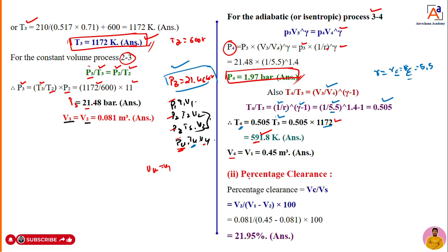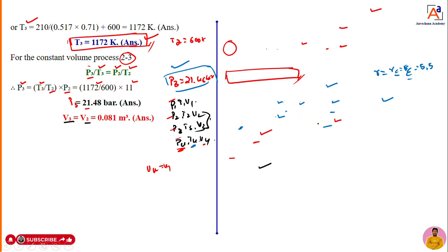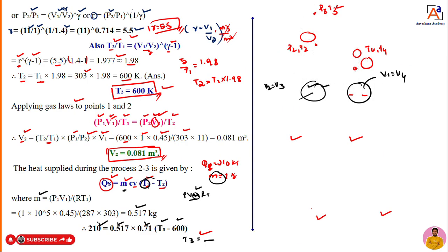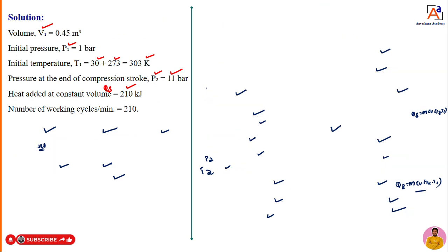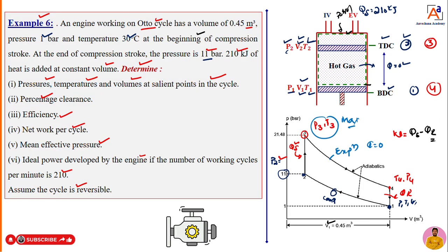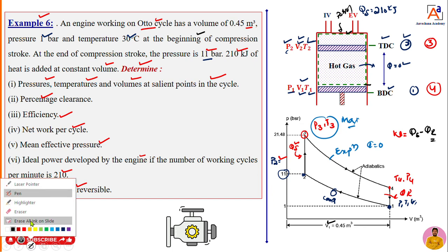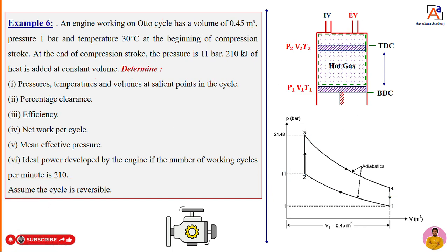Once it is done, what is our second finding? The second finding is I need to calculate the percentage of clearance. What is percentage of clearance, dear students? You can see here now. Okay, so percentage of clearance.